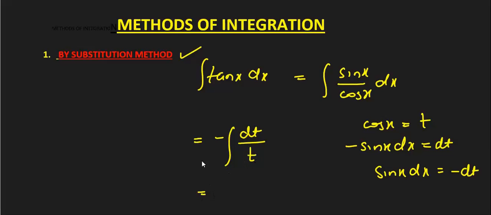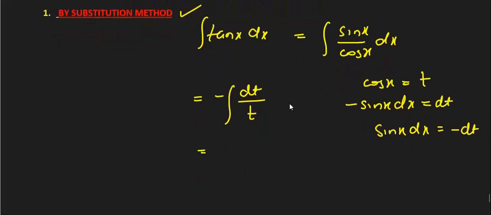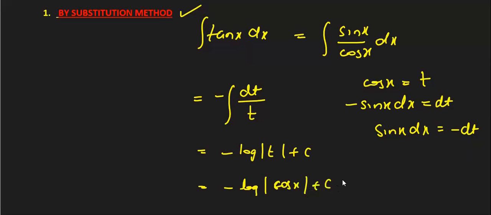So this function can be integrated by the method we know already, that is 1 by t. 1 by t is the derivative of the log function. So we can write this answer as minus log of mod t plus c. But remember, the final answer should be in the form of x only. So back substitute the t value in the form of x, that is minus log of mod of t. What is t now? That is cos x plus c.